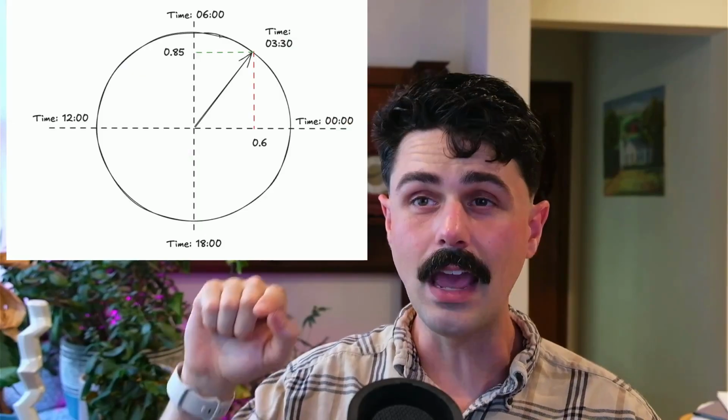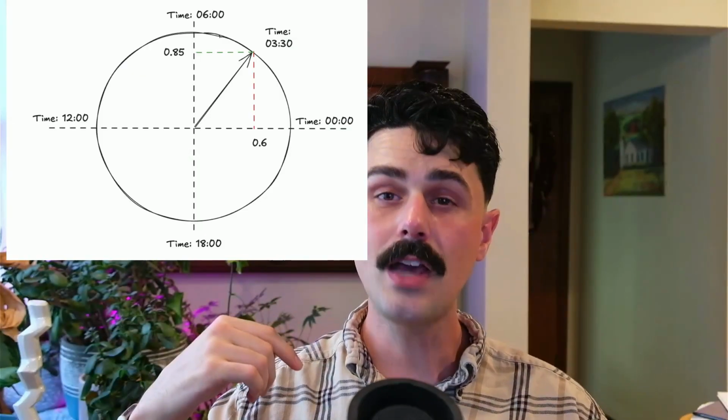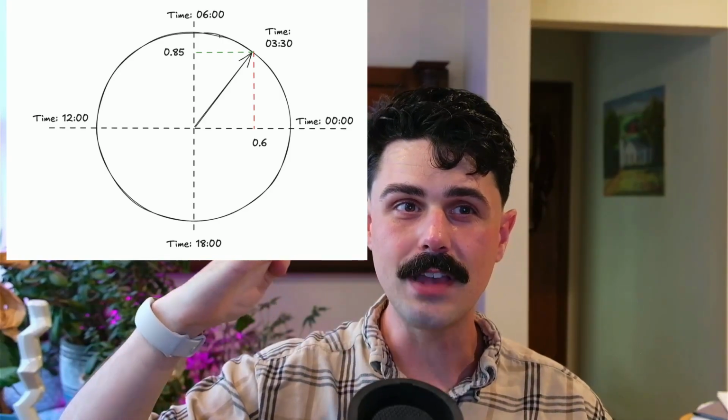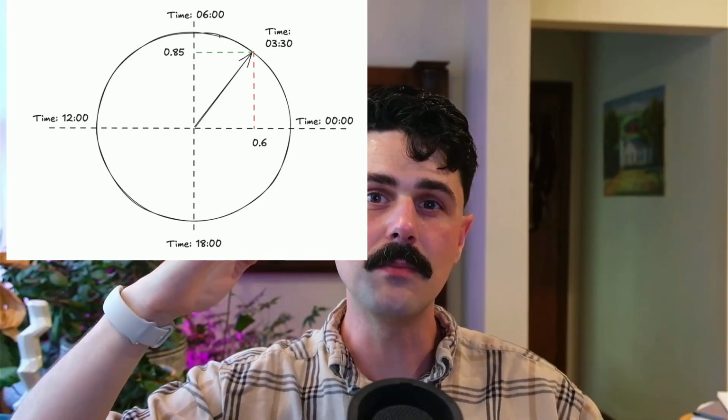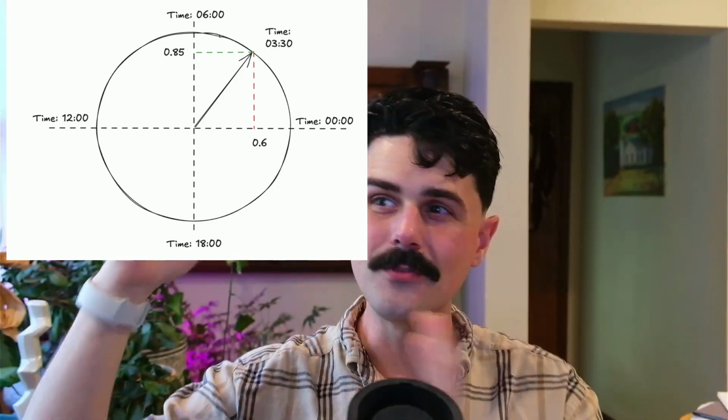And as we go around the unit circle, we start at midnight and then go to 6 a.m., 12 p.m., 6 p.m. Now each time is going to be represented by a vector on the unit circle. 3:30 a.m. is going to be somewhere like this. And now we can project that using sine and cosine onto the x and y axis. And we have two numbers between -1 and 1 that a machine can understand.